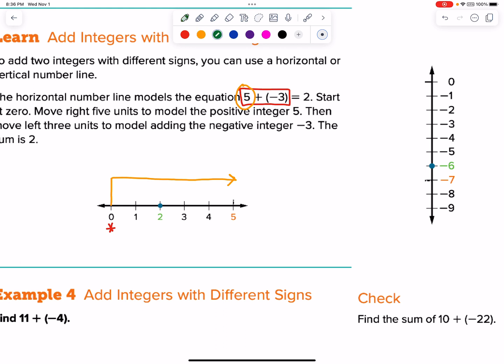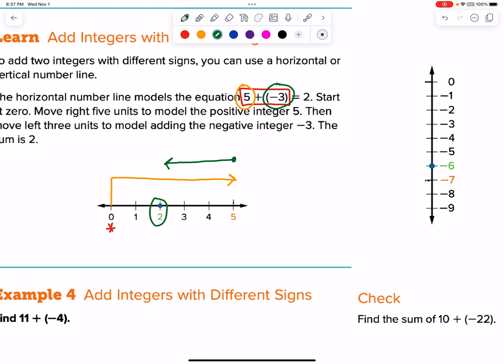Okay. Now I'm going to represent my next integer, which is negative 3. So this means I'm currently right here. I'm going to pull out a point, and I'm going to go 1, 2, 3, and I'm going to go to right here. And so my final number I land on is 2. And you can see the journey I went on to represent this: positive 5 and negative 3.